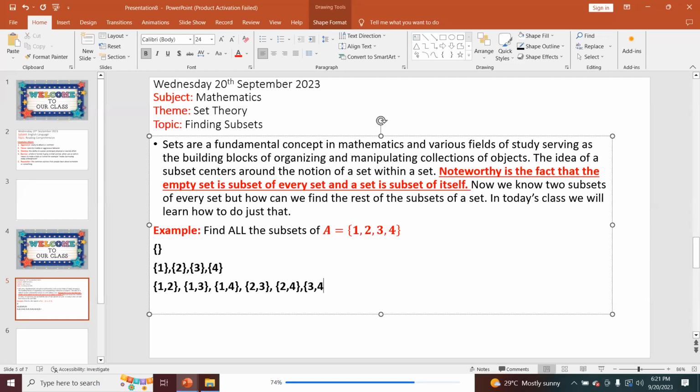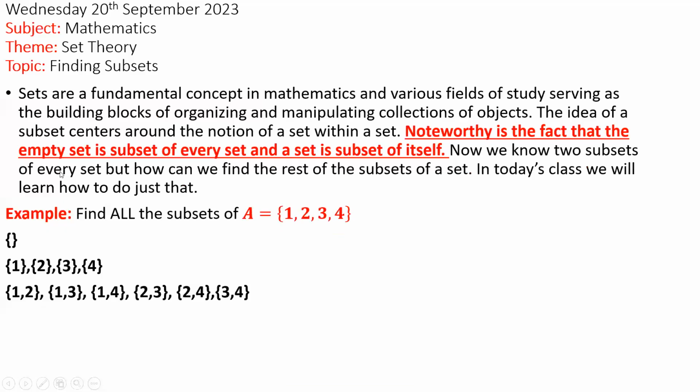So how are we getting these numbers? Well, look at it. The first thing you always include is the empty set. That's always there because the empty set is a subset of every set. The second thing, you include the singletons. So you want to include the ones with only one element. That's the singletons.